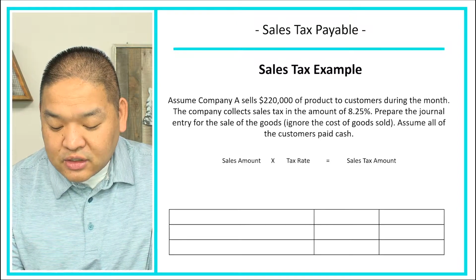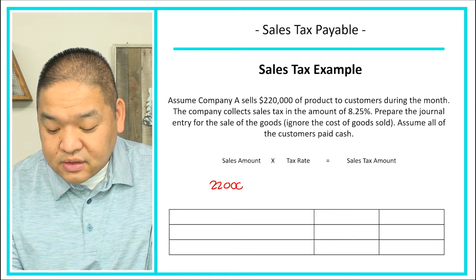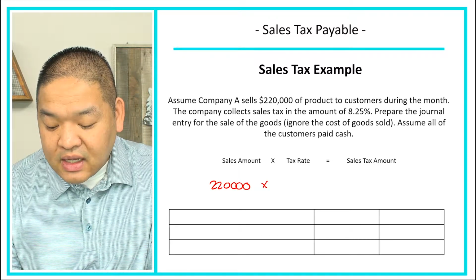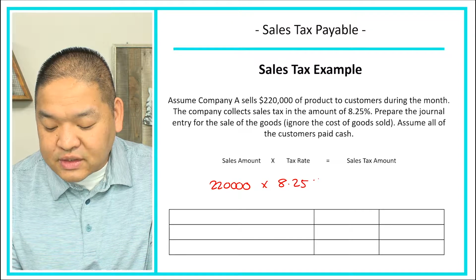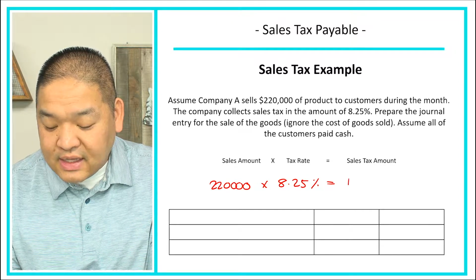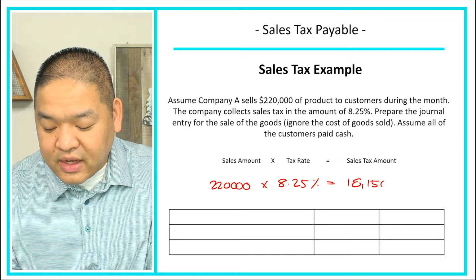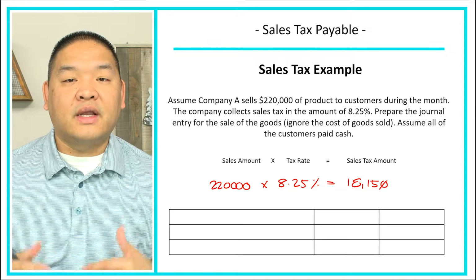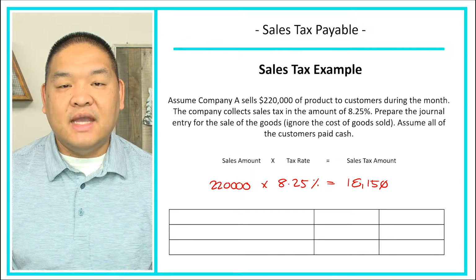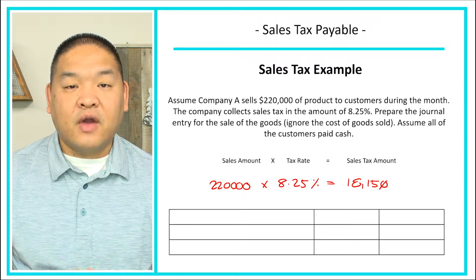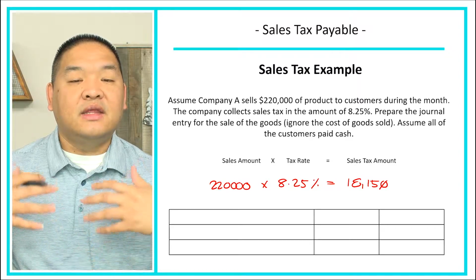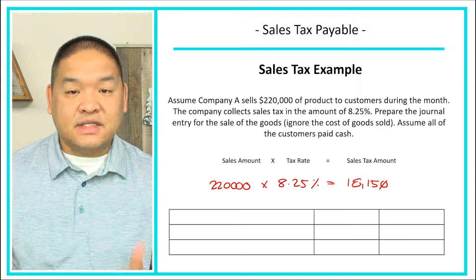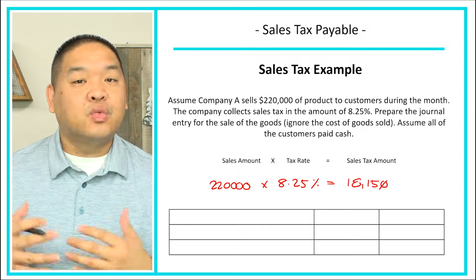So $220,000 times 8.25% gets us $18,150. So we're going to collect, or we have collected $18,150 from our customers in sales tax. So now the question is, what's the journal entry?